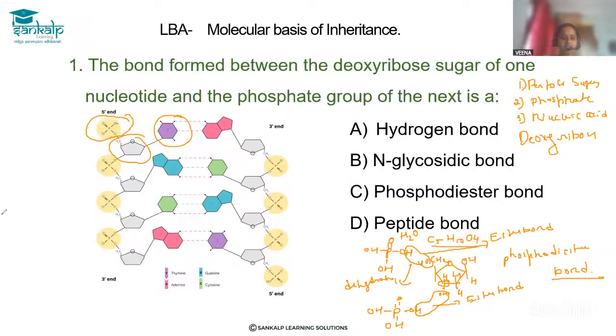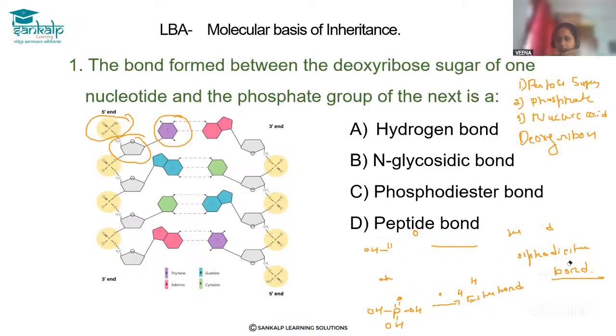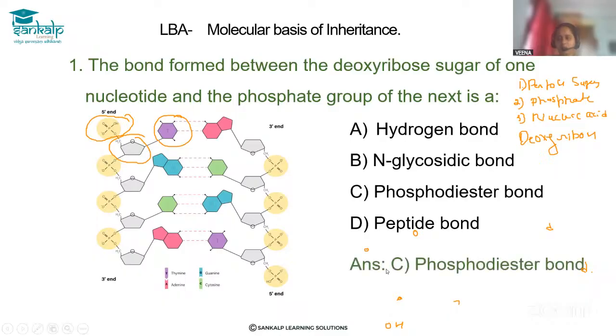So the correct answer is here, dear student. If you observe all the options properly, so many bonds are given in the options. So the correct answer is option C, that is, the phosphodiester bond. Okay, thank you.